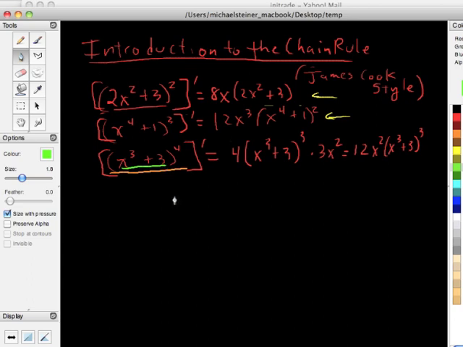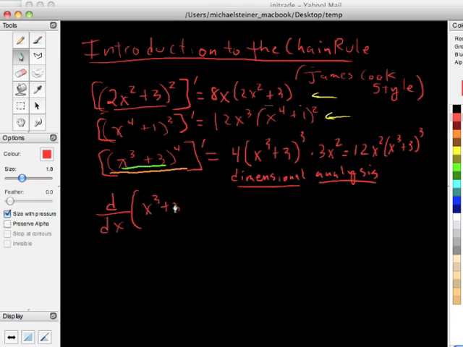And why does this make sense? I'm going to talk about dimensional analysis. Okay, so physics is a big thing that asks for dimensional analysis. Well, when we take the derivative of this big thing, so d dx of x cubed plus 3 raised to the fourth, we're finding that derivative.